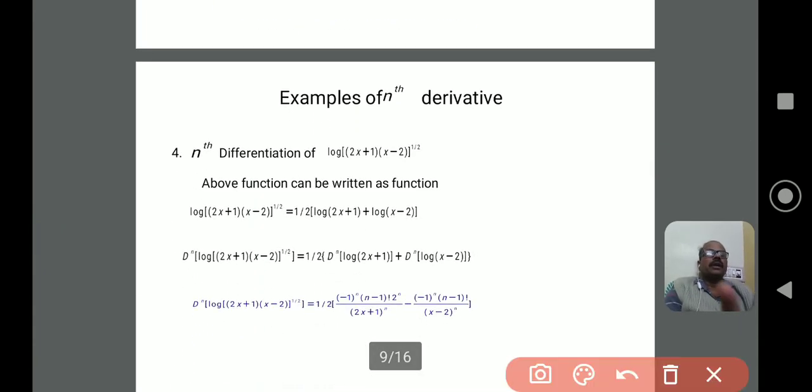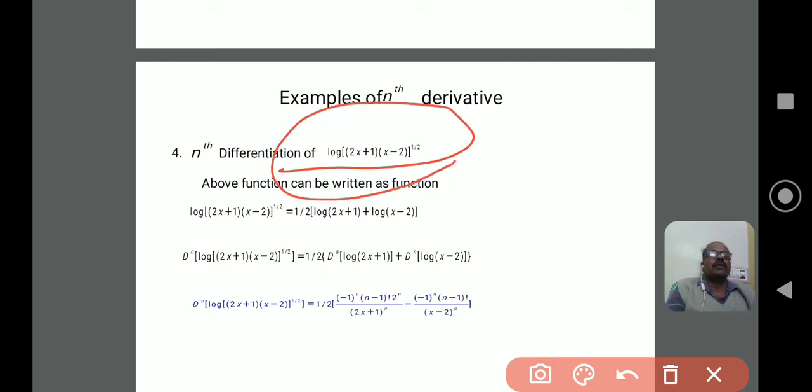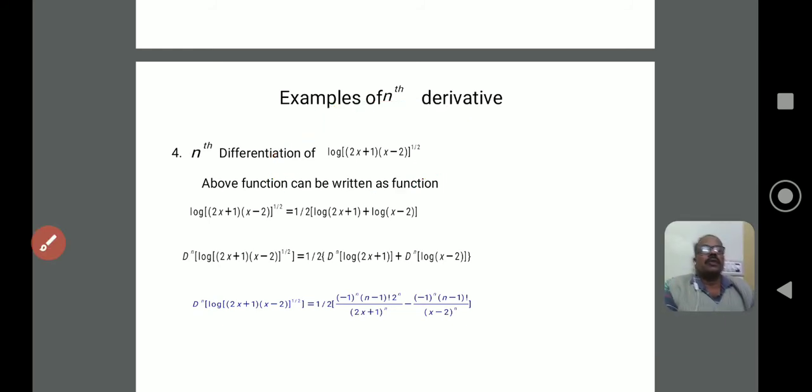It is a very simple example related to a logarithmic function: differentiation of log of (2x plus 1)(x minus 1) whole to the power of 1 by 2. A very interesting term, whole to the power of 1 by 2. There is no such nth order derivative formula for this directly. First thing you should remember, you should apply the logarithmic properties.